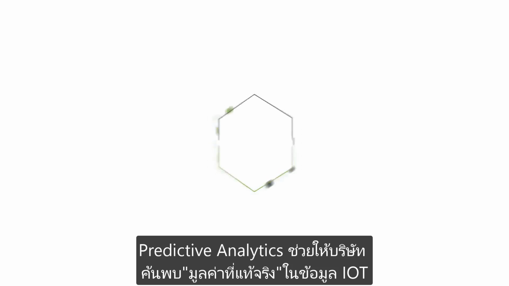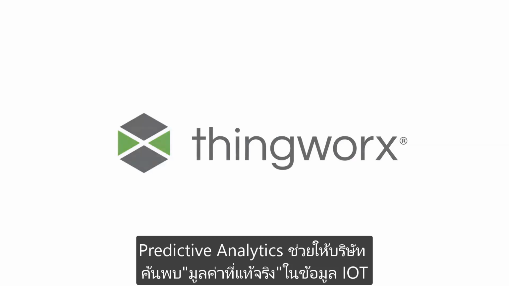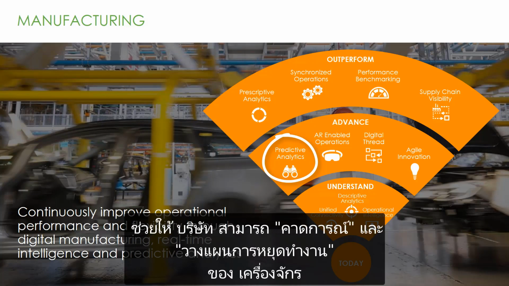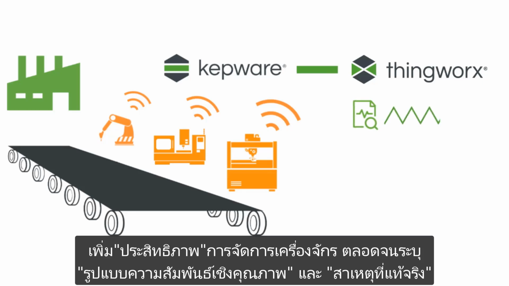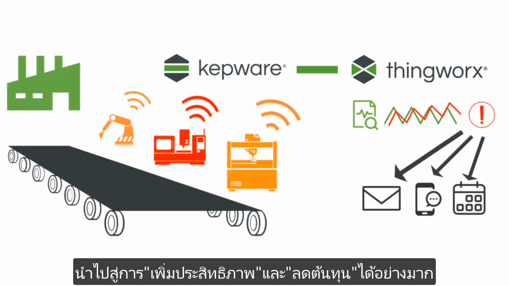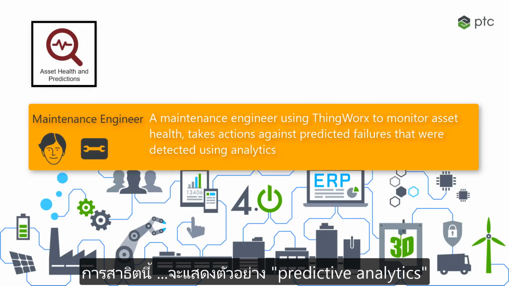Predictive analytics gives enterprises the tools to find the true value in their IoT data. Applying analytical methods to data from assets, sensors, materials, and business systems enables companies to predict and plan for equipment downtime, optimize asset management, as well as identify correlations in quality patterns and root causes, leading to increased efficiency and drastically reducing costs. This demonstration will show examples of predictive analytics by highlighting the following.